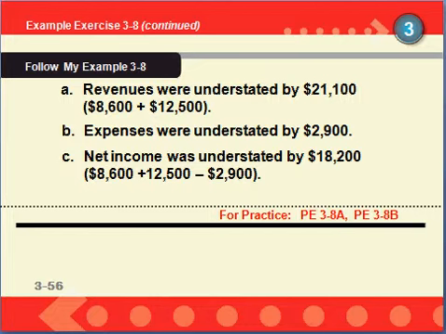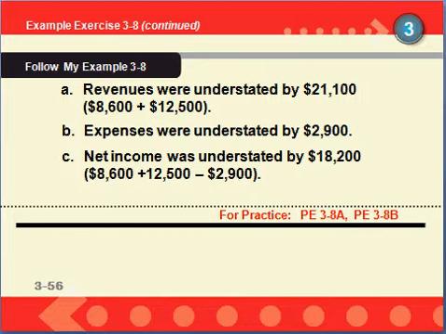And so the net effect on our net income was, if you take the understated revenue and subtract the understated expenses, you get $18,200. So we understated our net income, or this company understated its net income by $18,200.